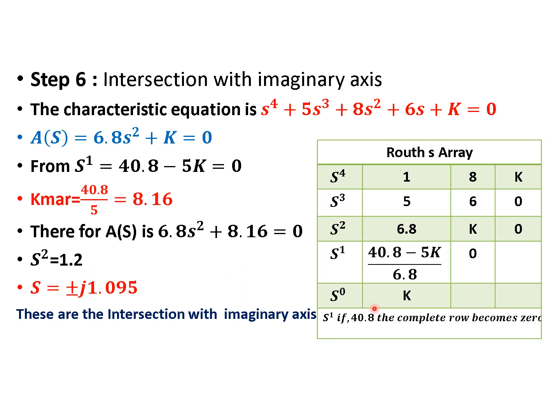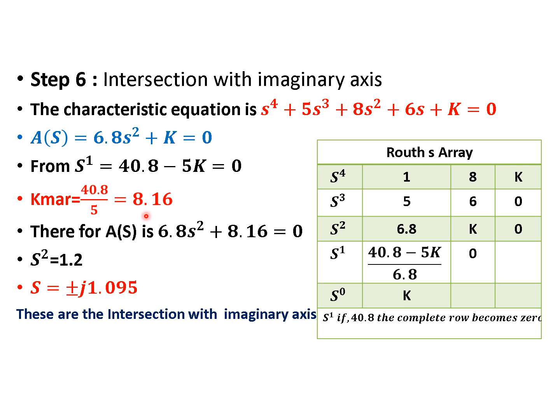Now to find how good the system is, whether it is marginally stable, we need to know the limit of k. First thing is the k value should always be greater than 0. So here first we take into consideration s to the power of 1, that is 40.8 minus 5k. So what will be the k margin? K margin will be 8.16.